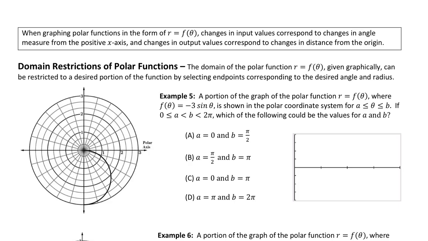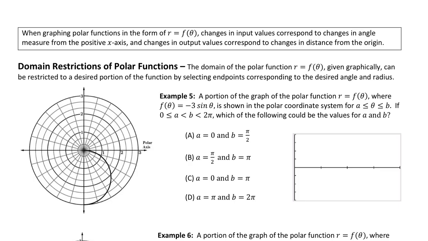Example 5: a portion of the graph of the polar function r equal to f of theta, where f of theta is equal to -3 sine of theta, is shown in the polar coordinate system between some numbers a and b. If a and b are both between 0 and 2 pi, which of the following could be the values for a and b? So there is a whole graph happening here, but I've chopped it off between two numbers and I didn't tell you what those numbers are. I want to know what those numbers could be.